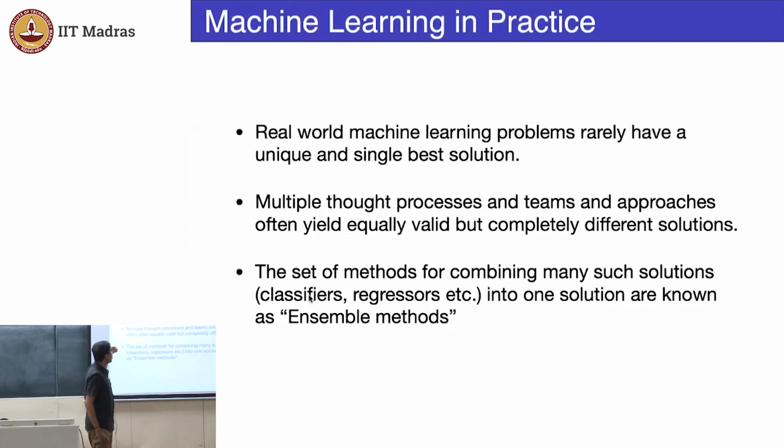Real world machine learning problems rarely have a unique and single best solution. So multiple thought processes and teams and approaches often yield equally valid but completely different solutions, right? Which means that you need to combine these solutions into one thing.